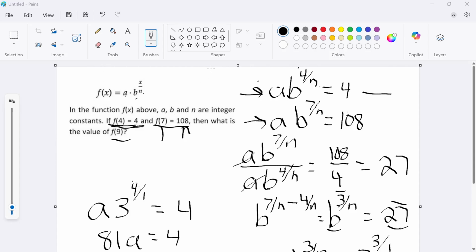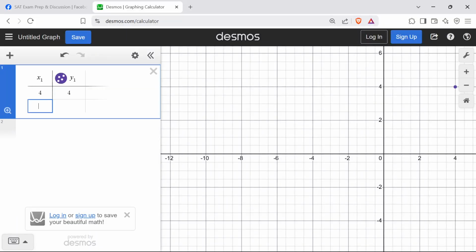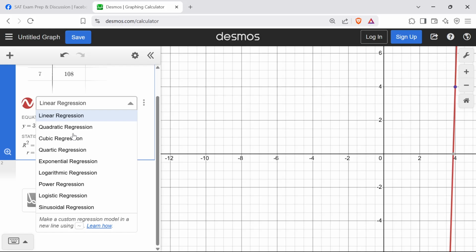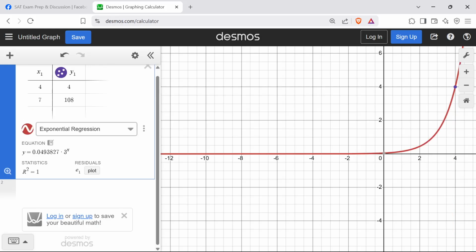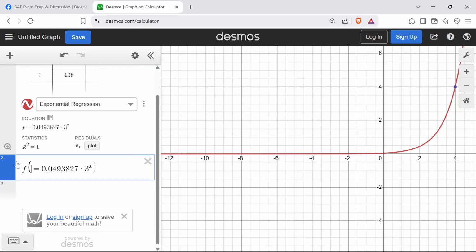But here's another way to do it. I'm going to put the values I know. This is Desmos. It says when x is 4, the function is 4. When x is 7, the function is 108. Now I press this button with the line and the dots on either side, which gives me a regression. I know it's an exponential function. You have to know that. And then I can actually get it to write the function. And instead of y, I'm going to make it f of x.